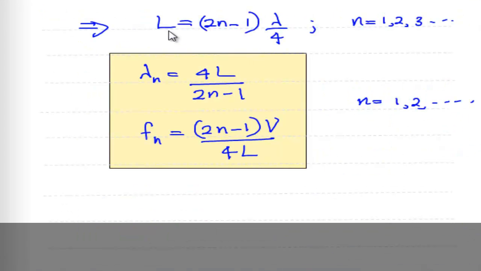So we can write a general equation for the nth harmonic. L equals (2n minus 1) times lambda over 4. So the wavelength of the nth harmonic is 4L over (2n minus 1). So n is equal to 1, 2, 3, 4, and so on. Same way, the frequency of the nth harmonic is equal to (2n minus 1) times v divided by 4L.